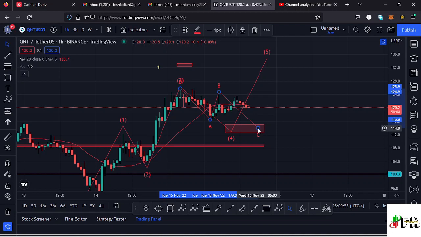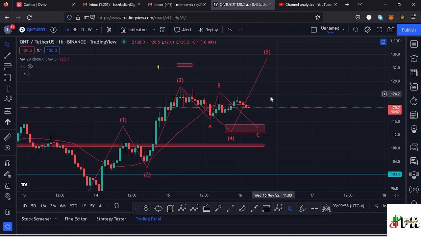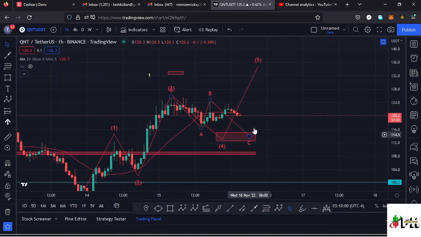That is the first possible scenario, and once it plays out, then we can expect higher prices in the formation of a fifth wave to the upper side to complete that higher Elliot wave count 1.